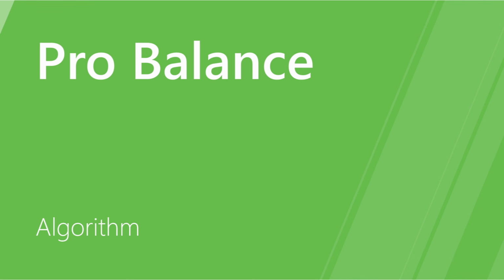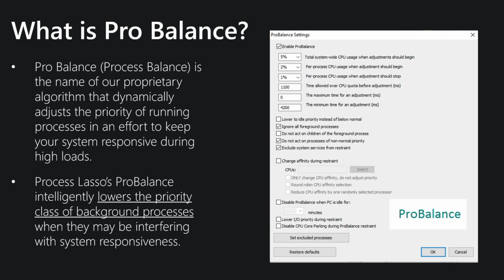Now let's discuss ProBalance. ProBalance is the name of our proprietary algorithm that dynamically adjusts the priority of running processes in an effort to keep your system responsive during high loads. Process Lasso ProBalance intelligently lowers the priority class of background processes when they may be interfering with system responsiveness.